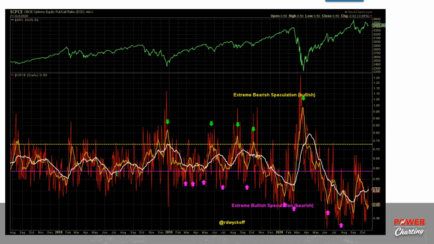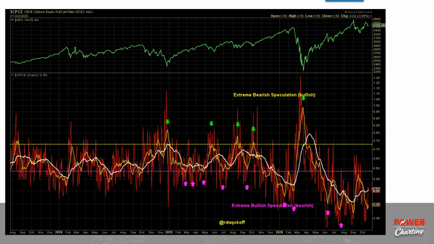The other thing that's important about this is look at the history. This white line is a 35-day moving average of put calls. The gold line is 10-day. In both cases, you can see here that the ratio on a long-term basis is way below the levels, the extreme bullish levels of speculation going all the way back to 2017.